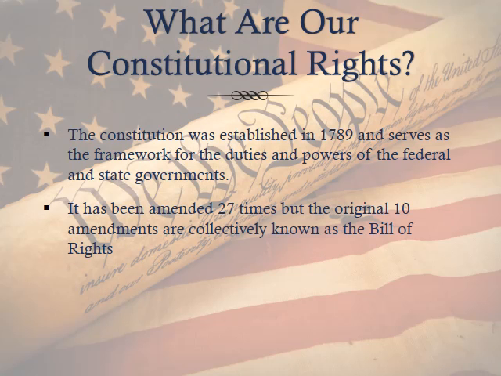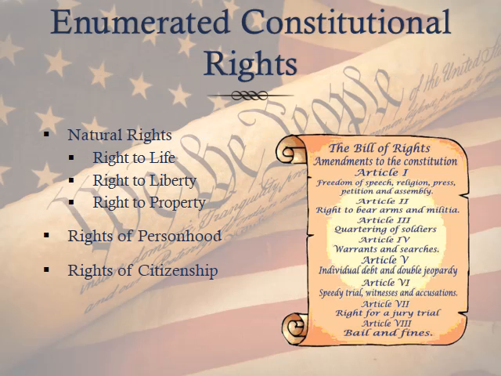What are constitutional rights? Well, first off, the Constitution was established in 1789 between the federal and state governments and established the framework of the powers each were granted. It's been amended 27 times, but the original 10 amendments are collectively known as the Bill of Rights. So what are these enumerated constitutional rights?